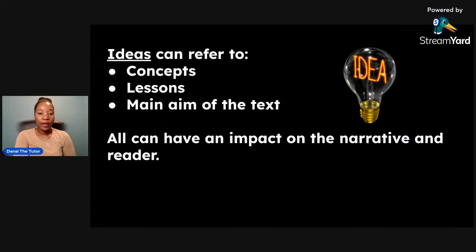The next thing that you can look at are ideas. Okay, so this one can be a little bit more tricky, and it does take time to practice looking for it and to understand it. But ideas can refer to concepts, lessons maybe in the text, or the main aim of the text. So all of this can have an impact on the story, depending on the ideas that are in the story.